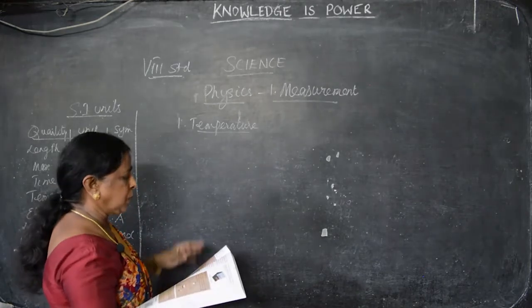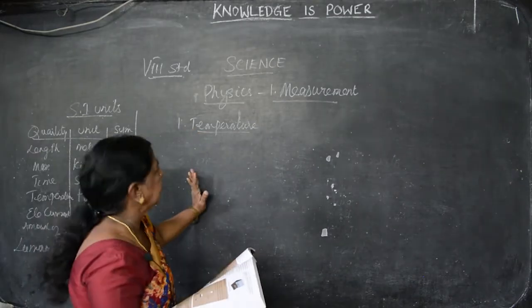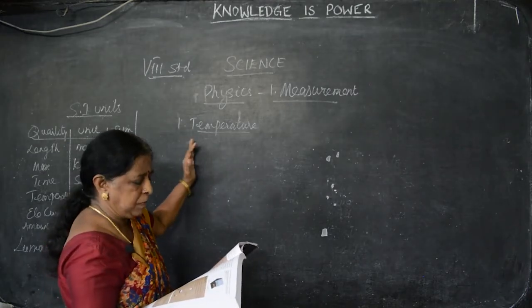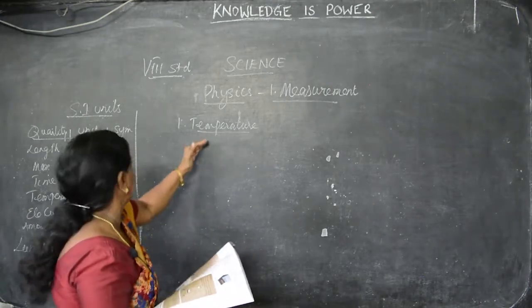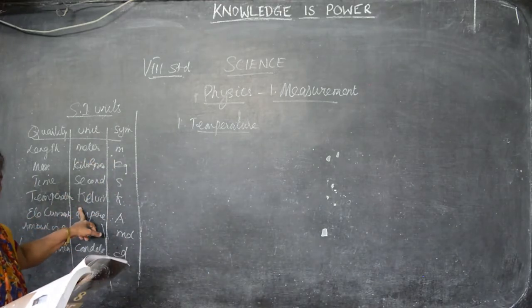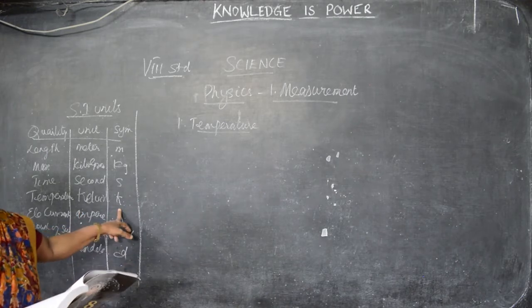So, that is known as what? Temperature. What is temperature? It is a physical quantity that expresses the degree of hotness or coldness of a body, of a substance. The SI unit of temperature I said already. What is the SI unit of temperature? Kelvin. We can write the symbol as K.